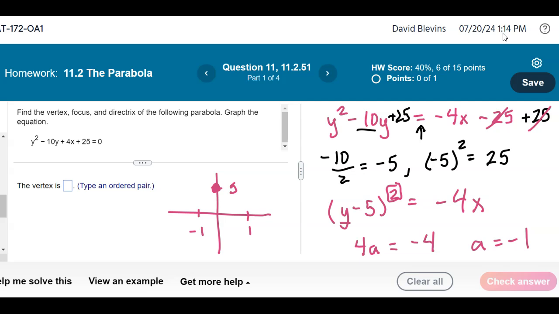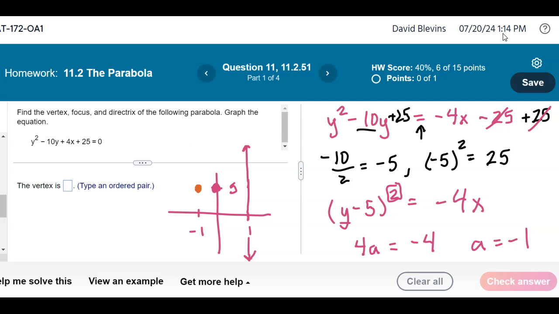The focus is a point, and the directrix is a line. So I'm going to go to the right over here and draw a vertical line because it's opening left and right. It's going to be a vertical directrix. And then we're going to open away from the directrix in the direction of the focus. So we're going to open to the left like this. All right, let me check that off.